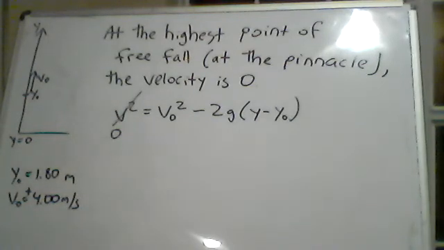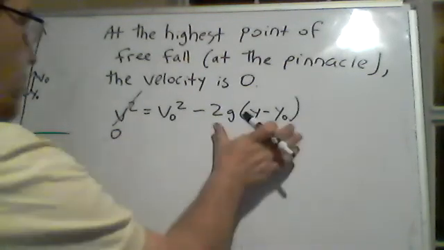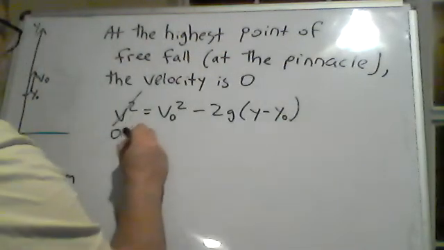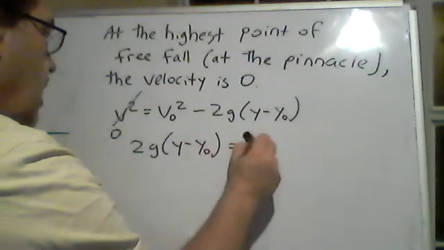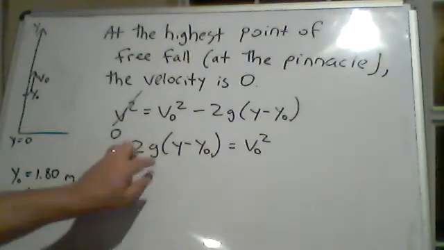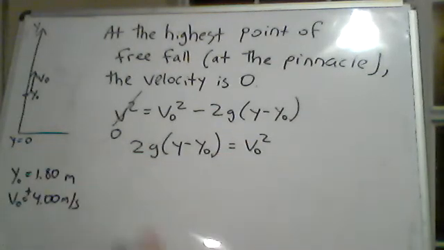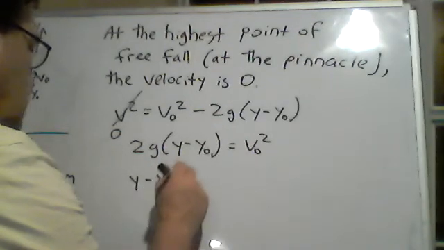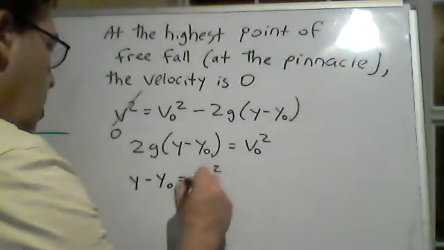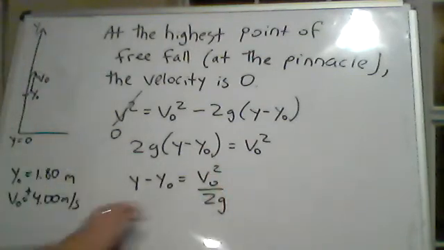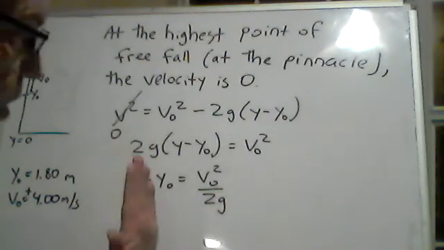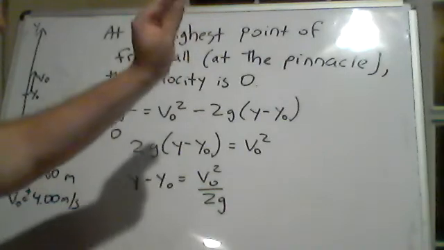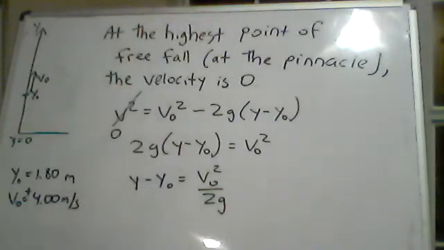And what I can now do is do some algebra. I'm going to basically put this whole term on the other side. I'll say, okay, I got 2g(y minus y naught) is equal to v naught squared. And I'll divide both sides by 2g. So y minus y naught is v naught squared over 2g. This is the displacement that corresponds to her having a 0 final velocity in her motion. She's going to have initial velocity, she's going to rise up, and she's going to have zero velocity at the top. This is the displacement that corresponds to that.